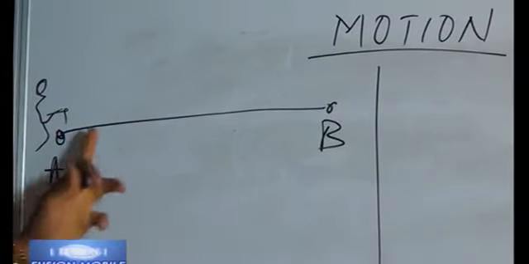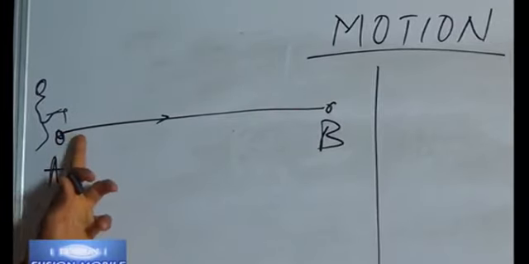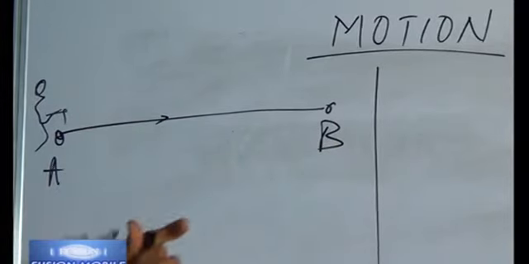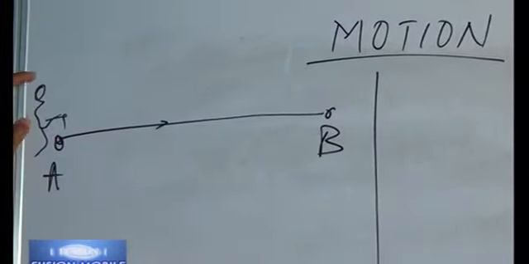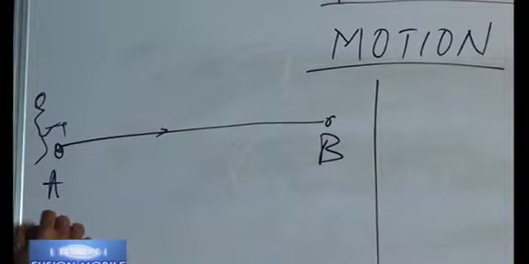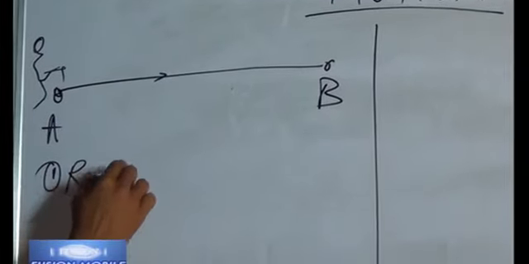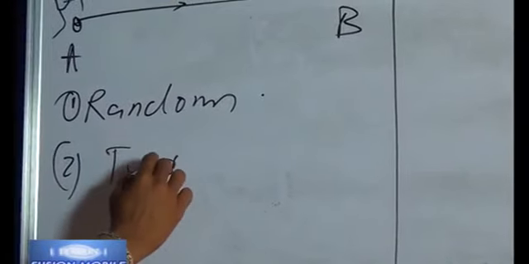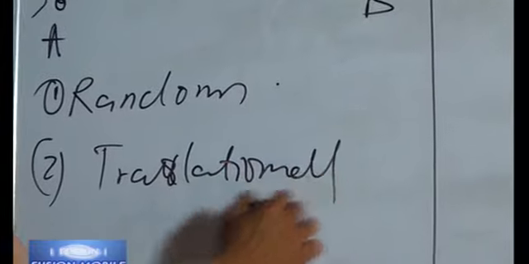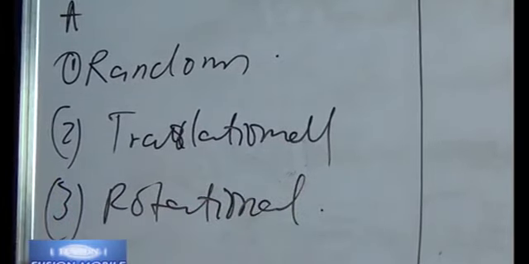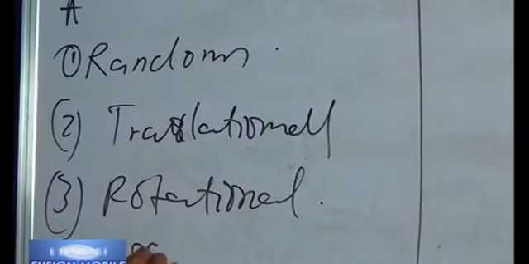Because if I have an observer on A and I ask the observer, where is this motion heading to? The observer will tell me it's moving out of him, while the person on B will tell me that it's coming to me. So motion is always referenced to a particular observer on an inertial frame of reference. And we have four basic types of motion. The first one we call random motion. The second one we call translational motion. And the third one we have rotational motion. While the last one is what we call oscillatory motion.